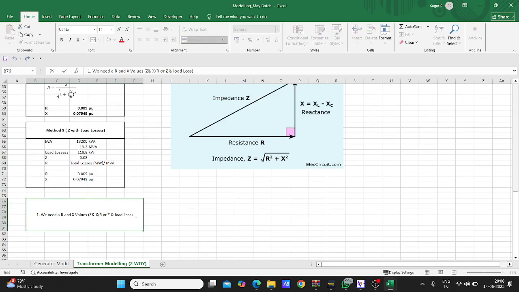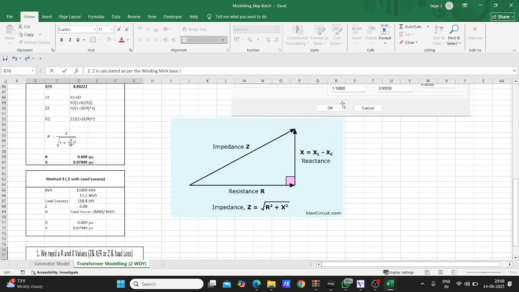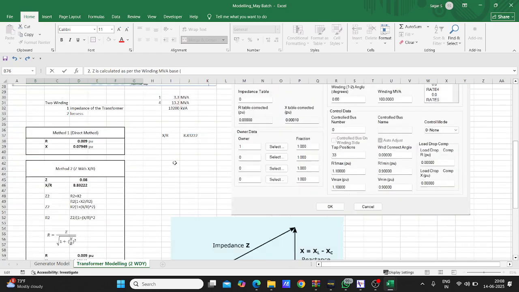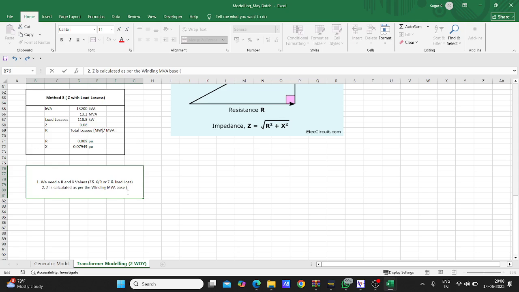This is the first point. Second point, we have to note Z is calculated as per the winding MVA base. How can you say that? Because you can see here, impedance, first line LV to HV 8 percentage at 3300 kVA base. That is the transformer base, that is the transformer MVA base. This we need to calculate as per the data sheet. Refer to the data sheet.